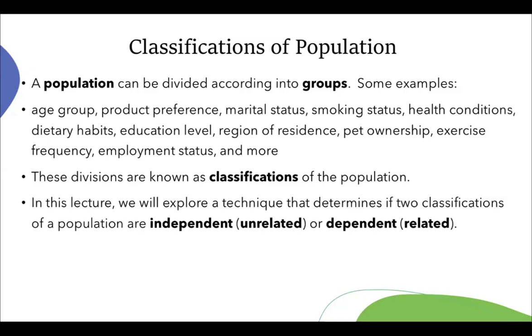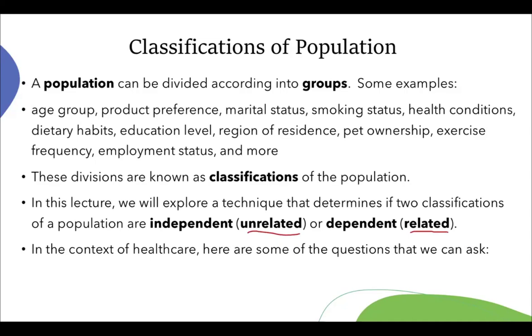In this lecture, we're going to explore a technique that determines if two classifications of a population are independent, in which case it would mean that they are unrelated, or dependent, in which case it would mean they are related.